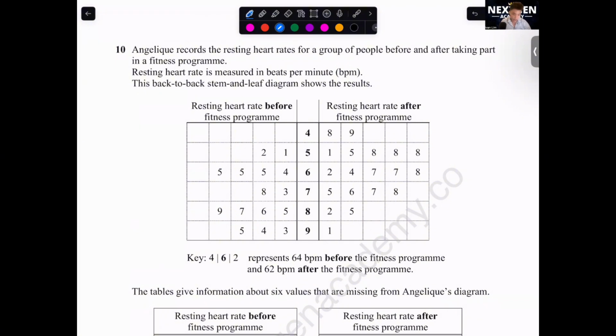Let's read this. Angelique records the resting heart rates for a group of people before and after taking part in a fitness program. Resting heart rate is measured in beats per minute. This back-to-back stem and leaf diagram shows the result. Back-to-back stem and leaf diagram means one you read like this, one you read like this. One is from left to right, one is from right to left. 462 represents 64 BPM, beats per minute, before the fitness program. So this one you read from right to left. Then 62 is after the fitness program. So this one left to right, this one right to left.